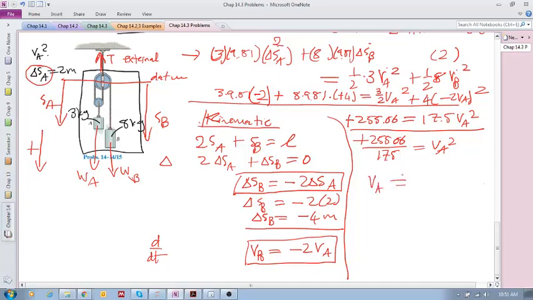I'm not actually sure what the solution is. Let me just quickly do it. 255.06 divided by 17.5. I get VA squared is 14.57, and then VA is the square root of that, and I get 3.8 meters per second. Okay?